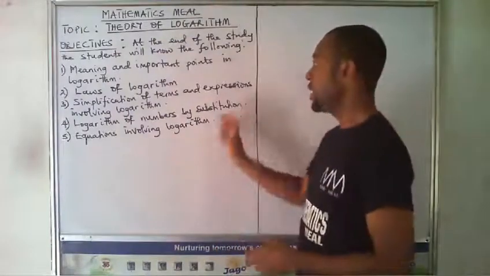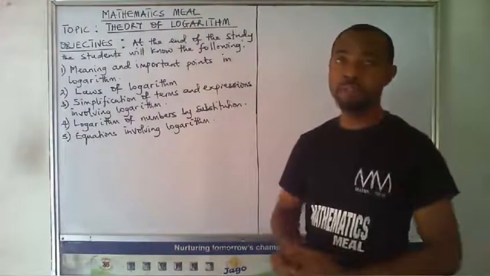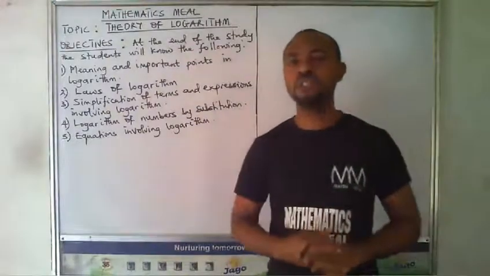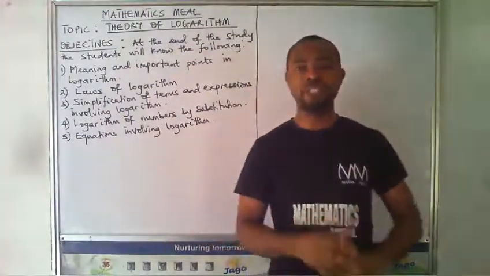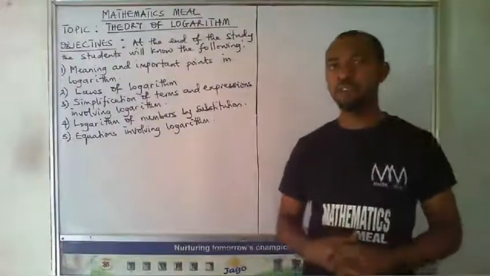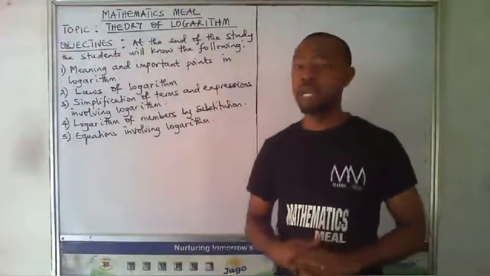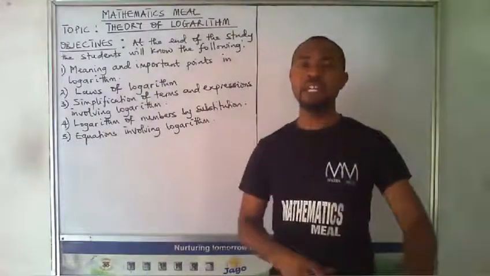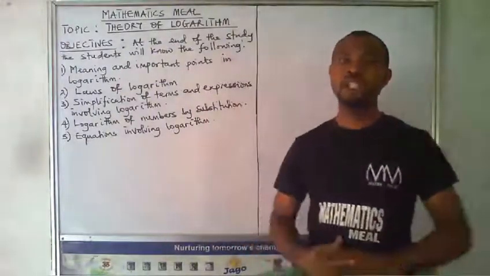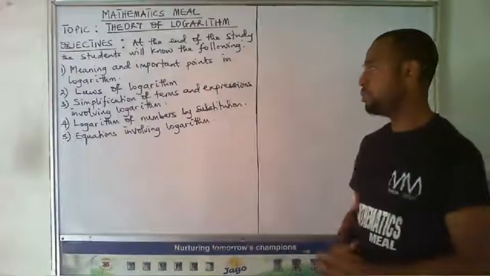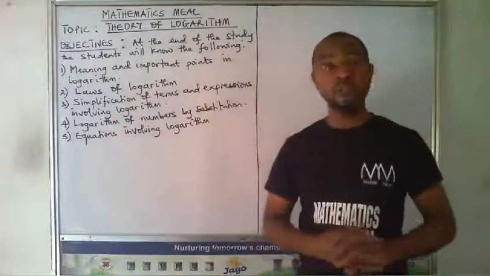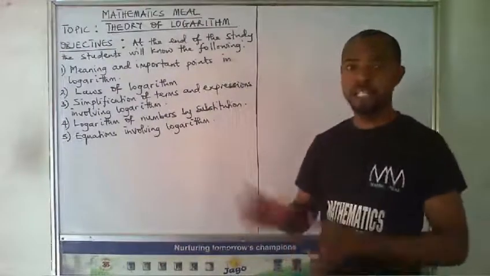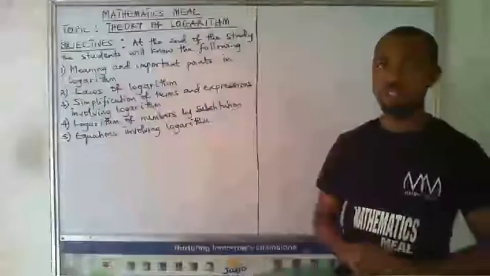1, meaning and important points in logarithm. Then 2, the laws of logarithm. Then the students will be able to simplify terms and expressions that involve logarithm. And then we look at logarithm of numbers by substitution. And finally, we look at equations involving logarithm. So these 5 objectives are what we intend to cover in the study of theory of logarithm.